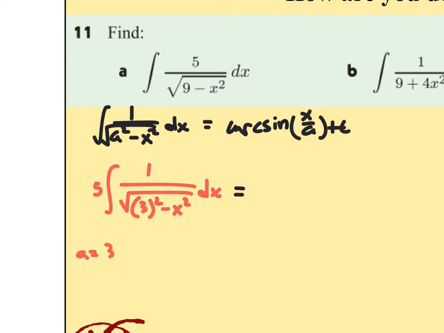Therefore, I'm fairly certain that we'll carry this 5 along, and we get 5 times the arc sine of x over a plus c. What's a? A is 3, plus c. Sweet.